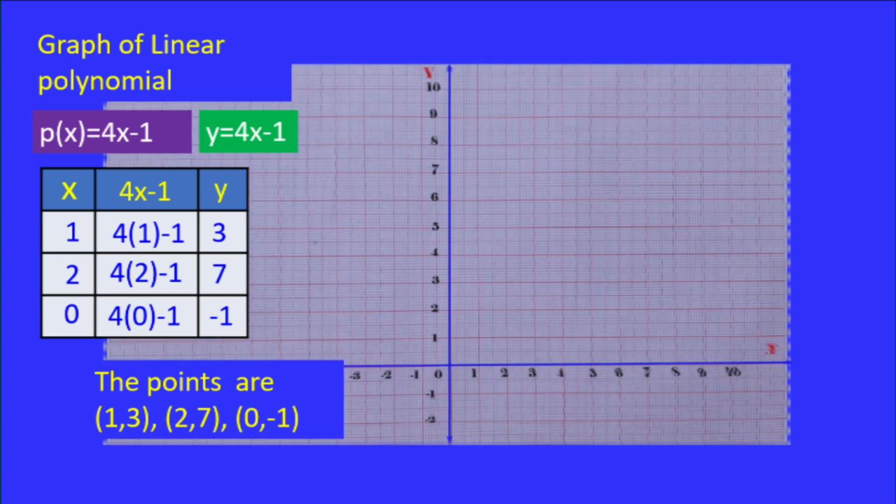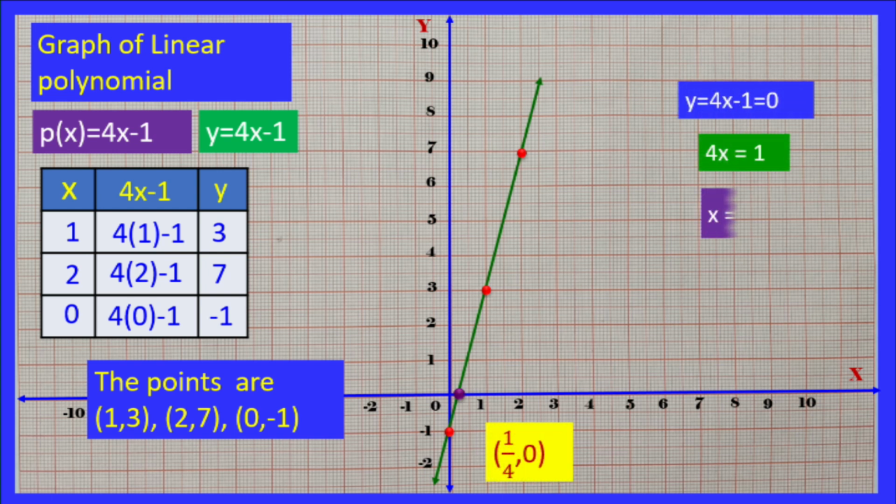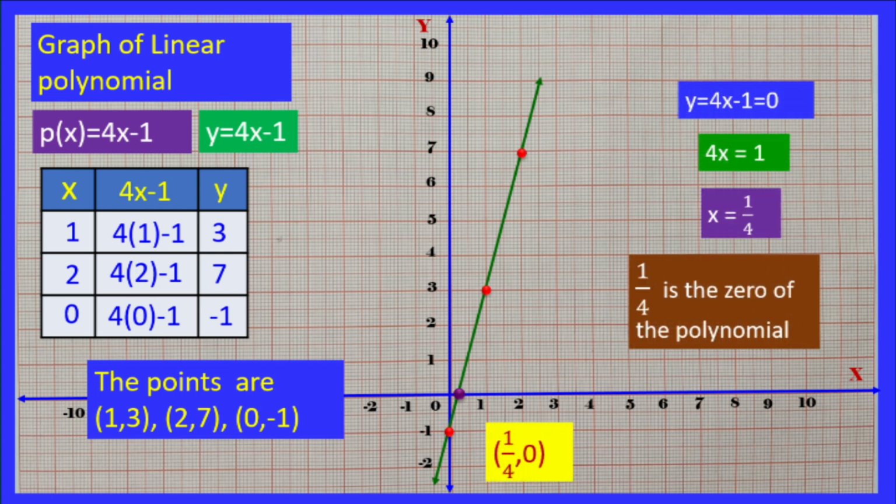So by plotting these 3 points in the graph, 1 comma 3 where it is there, 2 comma 7 there it is and 0 comma minus 1. Hence by connecting these 3 with a ruler, we will get one straight line. Observe the 0 of the linear polynomial graphically, where it is. So, here it is 1 by 4 comma 0. Algebraically also check once. 1 by 4 is the 0 of the polynomial.